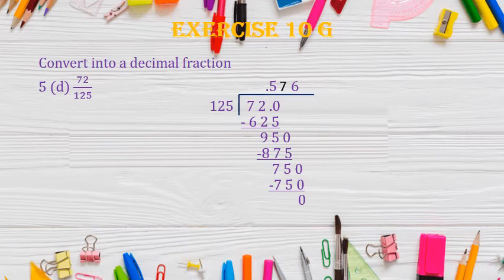So the quotient is 0.576. Therefore, we can say that 72 upon 125 is equal to 0.576.